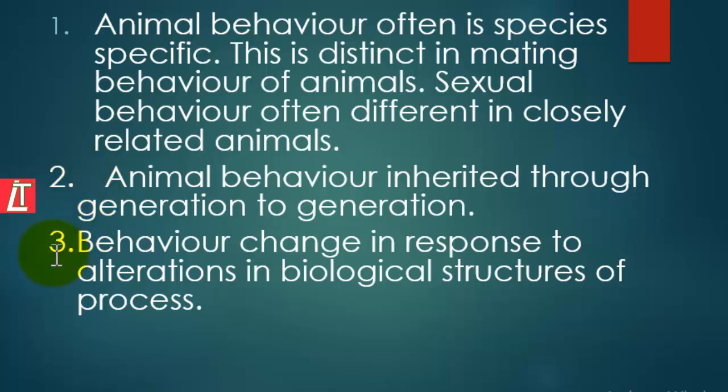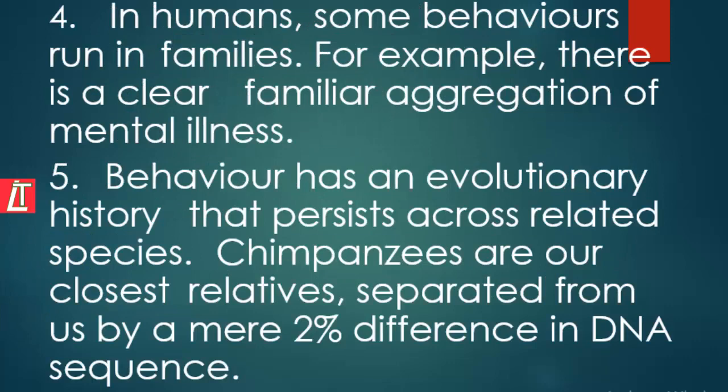Behavior changes in response to alterations in biological structures or processes. In humans, some behaviors run in families. For example, there is a clear familial aggregation of mental illness. Behavior has an evolutionary history that persists across related species. Chimpanzees are our closest relatives, separated from us by a mere 2% difference in DNA sequence.